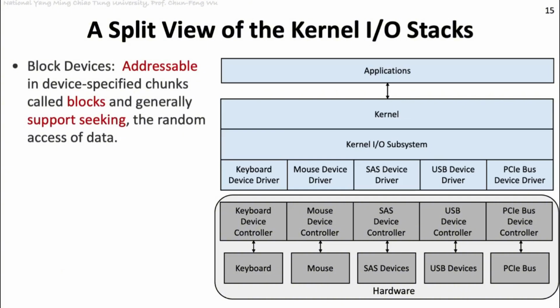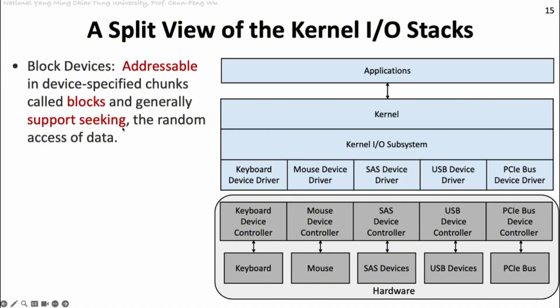For the device part, we split devices into two kinds according to their characteristics. One is called block device. The other is called character device. A block device is addressable in device-specific chunks called blocks. It is more like this kind of stuff.